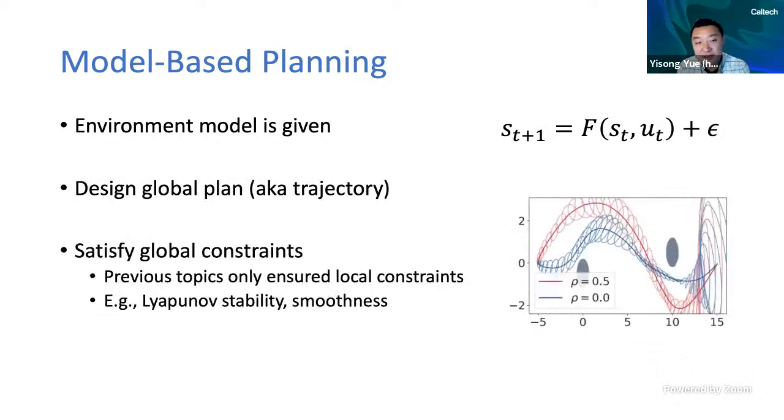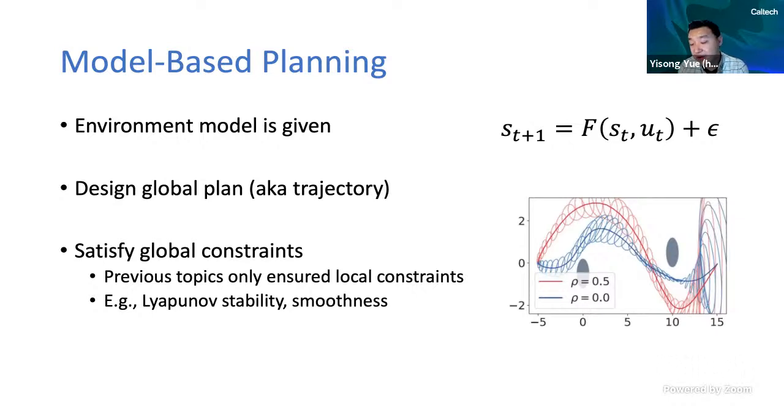And the goal is to design a trajectory. So design a global plan, if you will, within some horizon of planning. And we want to, of course, satisfy safety constraints. So the previous topics that we've studied in this talk, they only satisfy local constraints.